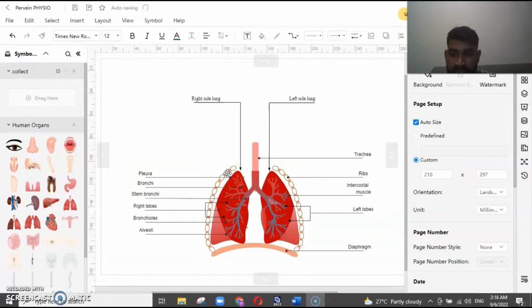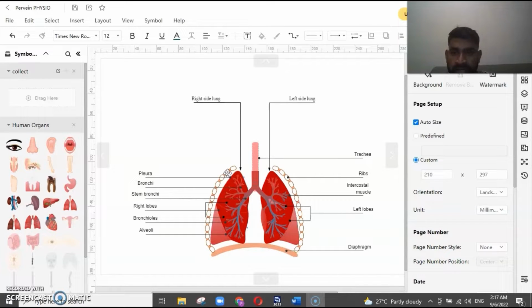The rib cage protects the organs in the thoracic cavity, assists in respiration, and provides support for the upper extremities. During inspiration, the ribs are elevated, and during expiration, the ribs are depressed. So now let me move to the left side of the lung.